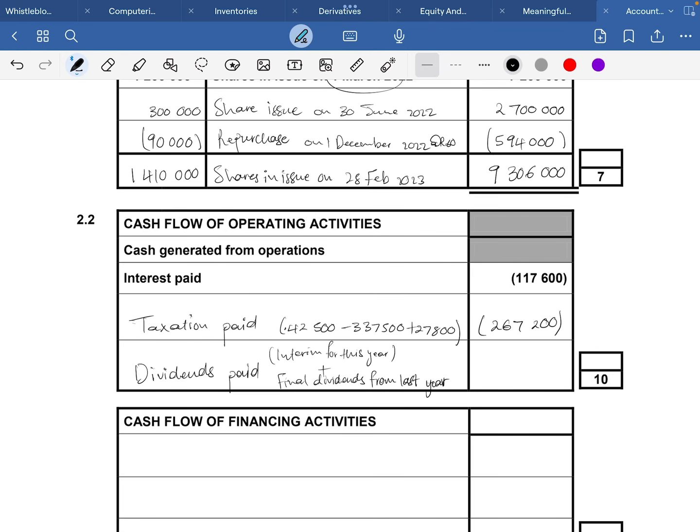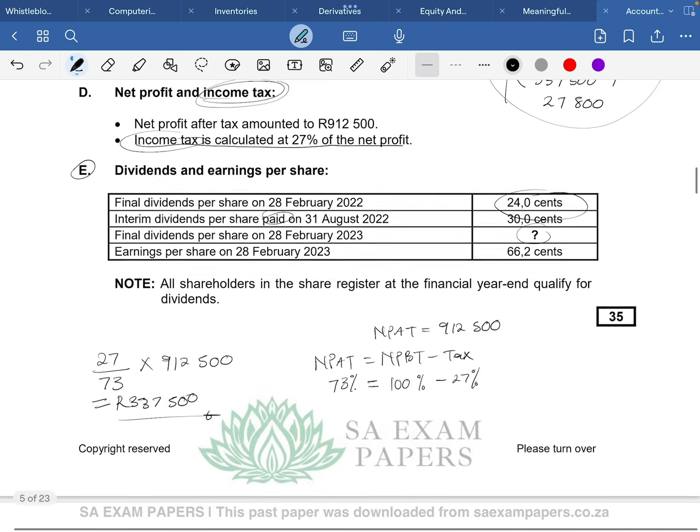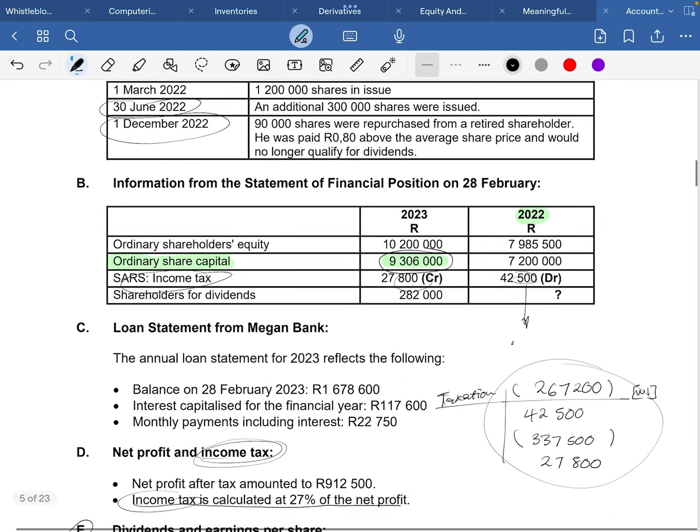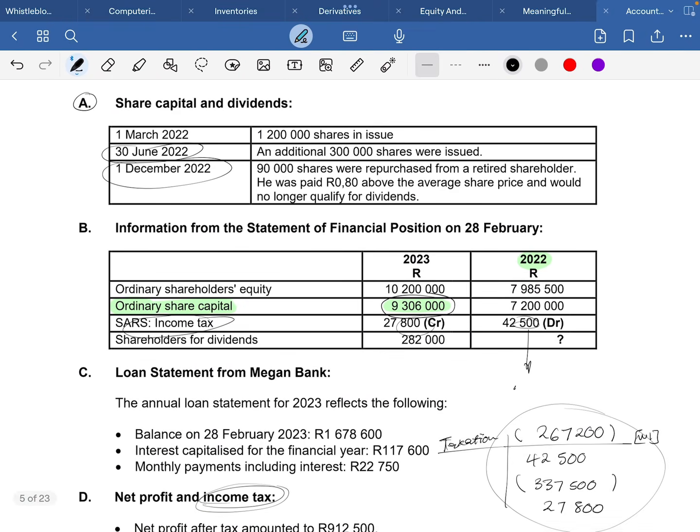So it's going to be an addition of the two, and then from there you will just have your interim dividends per share on 31st of August 2022. So let's see when we did the buyback and when did we do our repurchase. So the repurchase, he qualifies for interim. So at interim we had 1,500,000 shares, because it's an addition of 1,200,000 and 300,000, because August comes after May, after March and June.